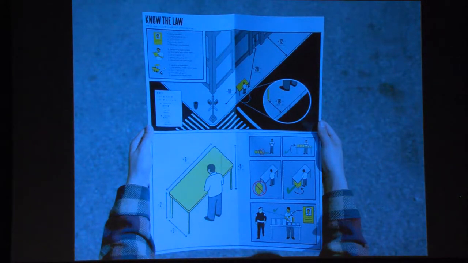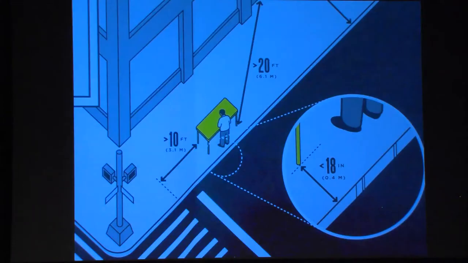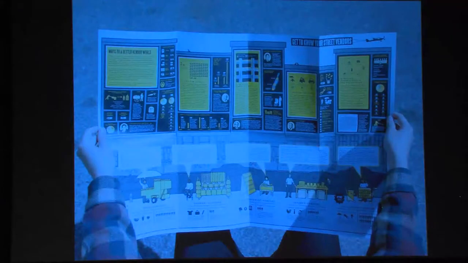And so the idea is that that leveling of information can fundamentally change the dynamic of that engagement, and change both the number and the way in which street vendors are harassed in their homes. The other thing that it does is, as you fold it out, it becomes a poster. And this poster is something that you can put on the wall.